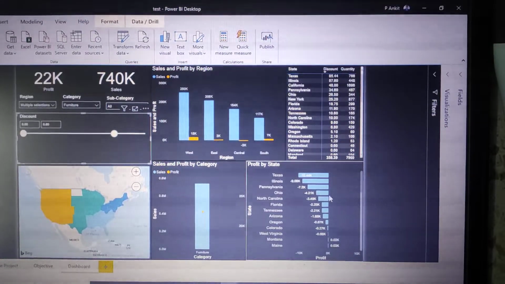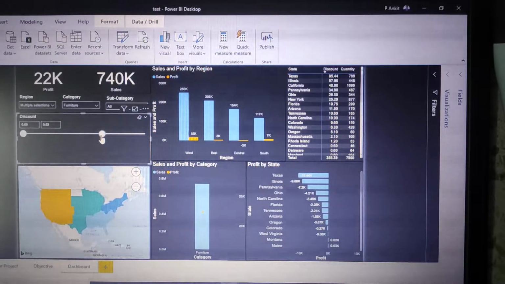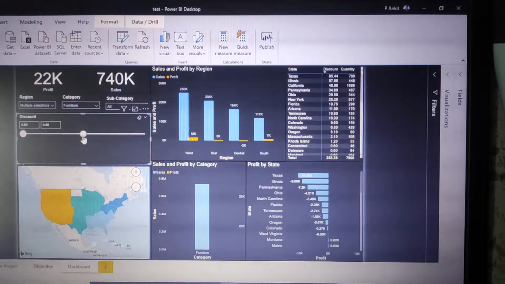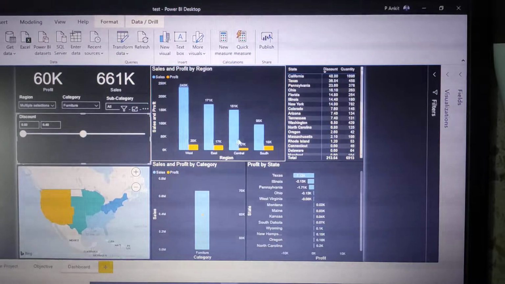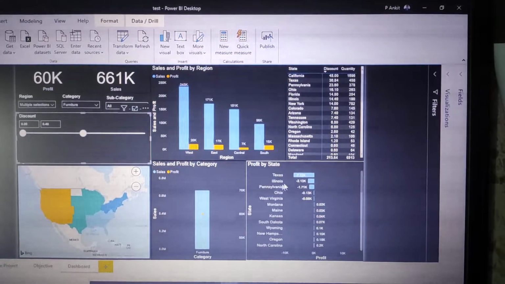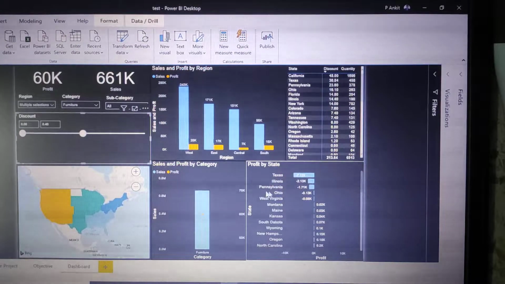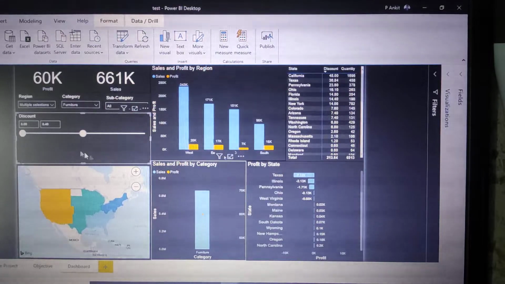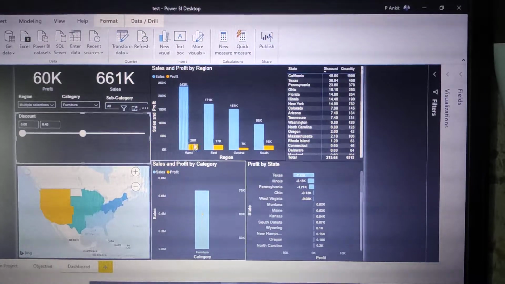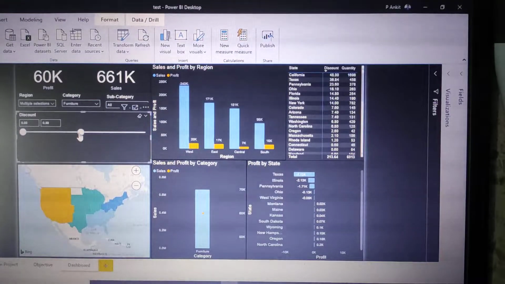At 60% we still have a negative profit in the Texas state, so we'll reduce it to 40%. As soon as I reduce it to 40%, I can see the central region's profit shoot up and become positive. But I can still see Texas, Illinois and Pennsylvania with some negative profit. So I think the discount is inversely related to the profit we have.